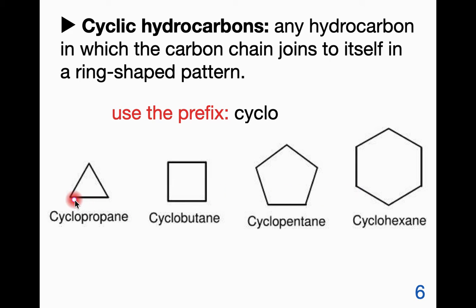Now, when you read a line structure, remember every intersection is a carbon. If there's nothing else drawn to it, then the remaining bonds go to hydrogen. So every endpoint, or every intersection, is a carbon bonded to 2 hydrogens because it's also bonded to 2 other carbons. So it's 4 bonds. So 3 carbons is cyclopropane, 4 cyclobutane, 5 cyclopentane, 6 cyclohexane, and they do get bigger. Though you can't have a cyclic hydrocarbon less than 3.